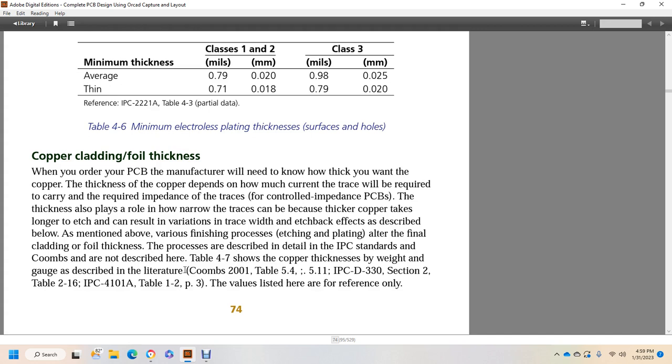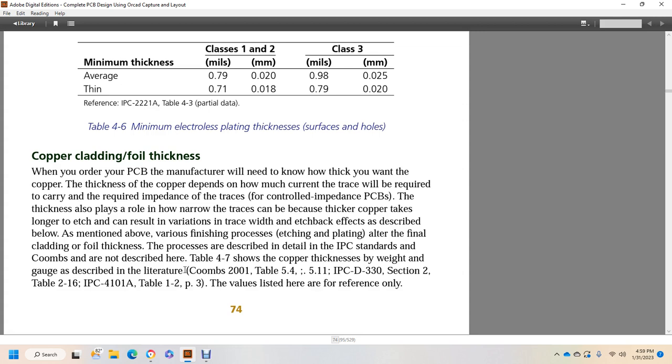Thickness also plays into the narrowness of the trace, because thicker copper takes longer to etch and can result in a variation in the track width and etch back effects, described below. Mentioned above are the various finishing processes of etching and plating. Along with the final cladding of the foil thickness, the processes are described in detail.